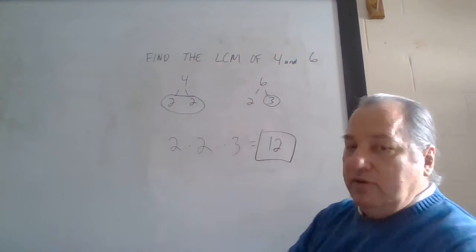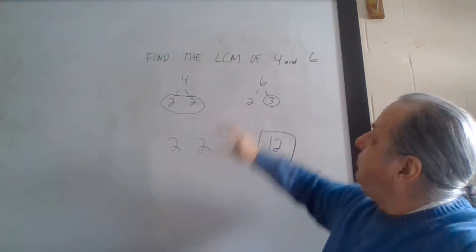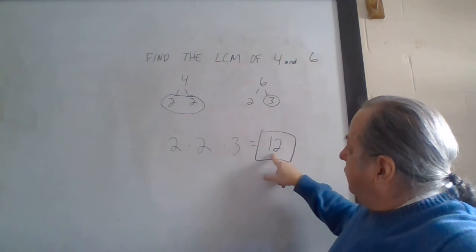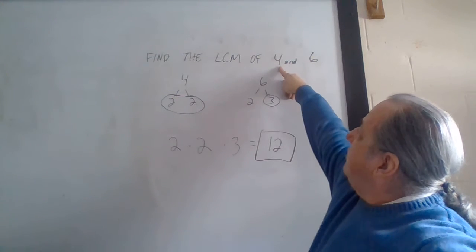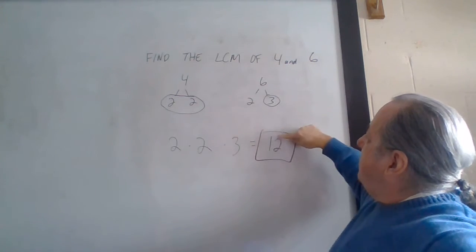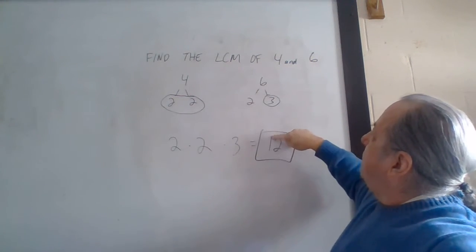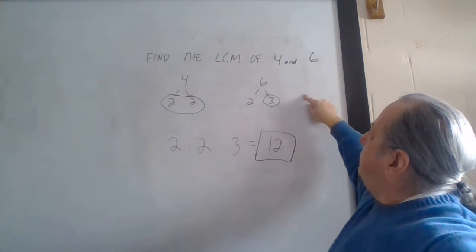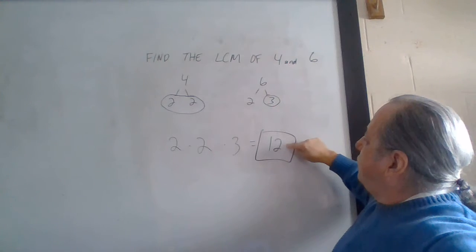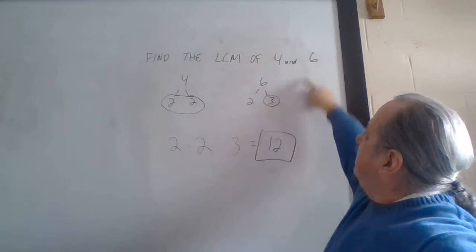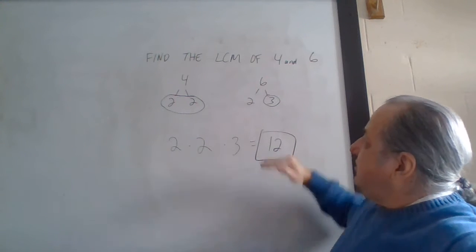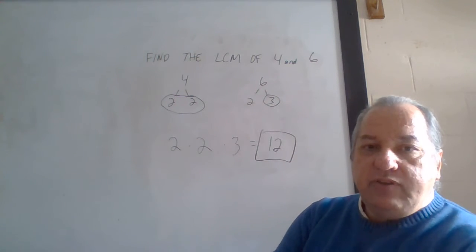So 12 is the least common multiple for 4 and 6. Or in other words, 12 is the smallest number that I can think of where 4 times something makes 12, 4 times 3 makes 12, and 6 times something makes 12. 6 times 2 makes 12. So this is the smallest number that both of these can multiply by some number to get. Okay, so that's example number 1.